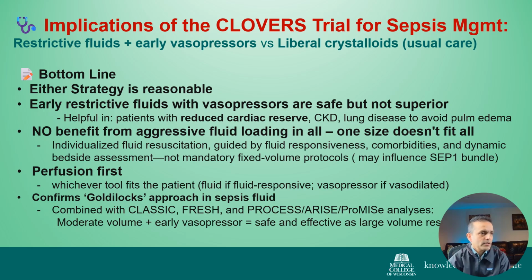So basically it confirmed the Goldilocks approach in sepsis fluid. Combined with the CLASSIC trial and the PRISM meta-analysis, moderate volume plus early vasopressor is as safe and effective as large volume resuscitation. So that was the take-home message from this global trial.